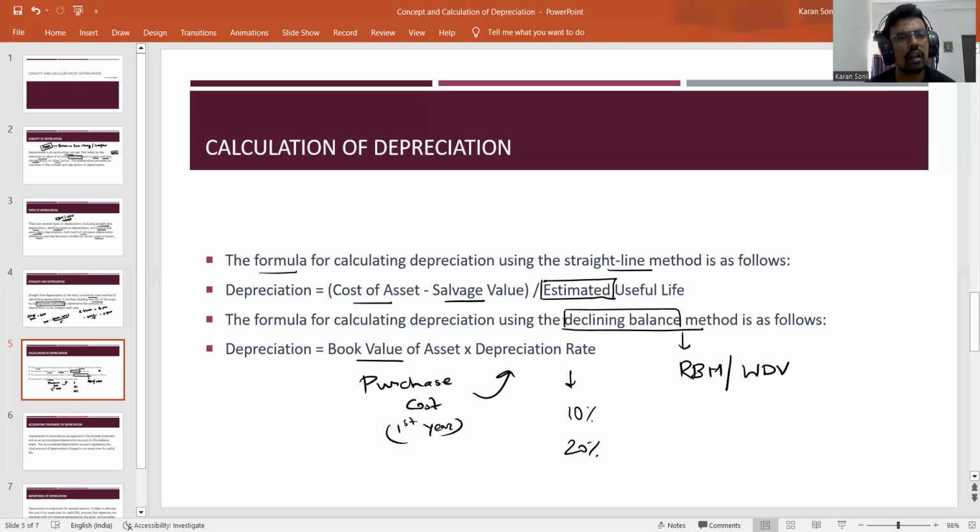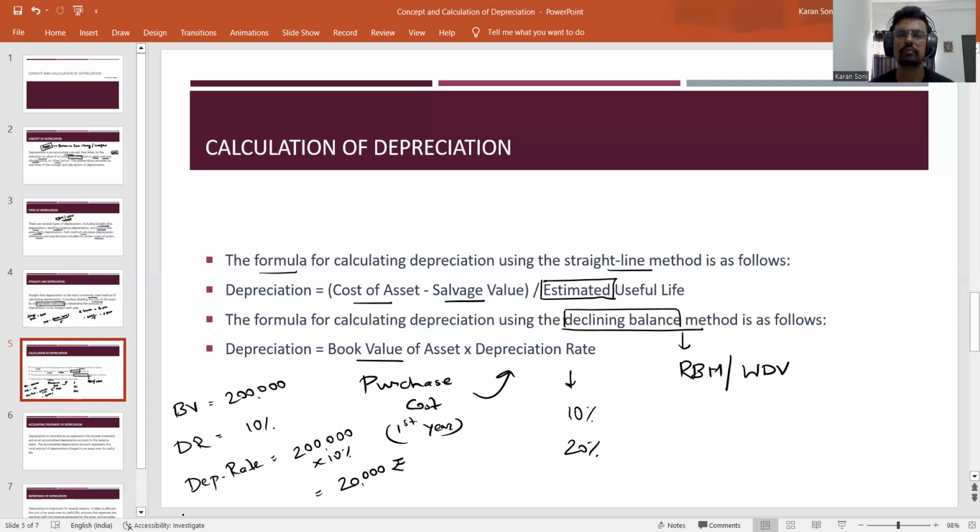If the asset has a book value of 2 lakh rupees, and your depreciation rate is 10%. So how will you calculate depreciation? Guys, very easy. Nothing to worry about. The depreciation is equal to 2 lakh multiplied by 10%. Super easy. 20,000 rupees. Simple.